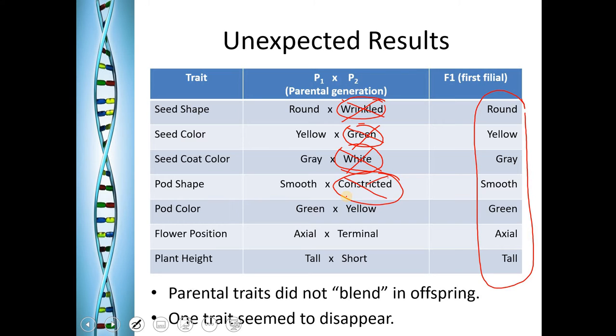None of the offspring had constricted pod shapes, or yellow pods, or terminal flowers, or short stems. All of those traits just seemed to disappear. They didn't blend like he thought they were going to. One of them disappeared and the other trait stuck around for the first filial, the F1 generation, the kids. Mendel wasn't expecting that at all. It caught him by surprise.